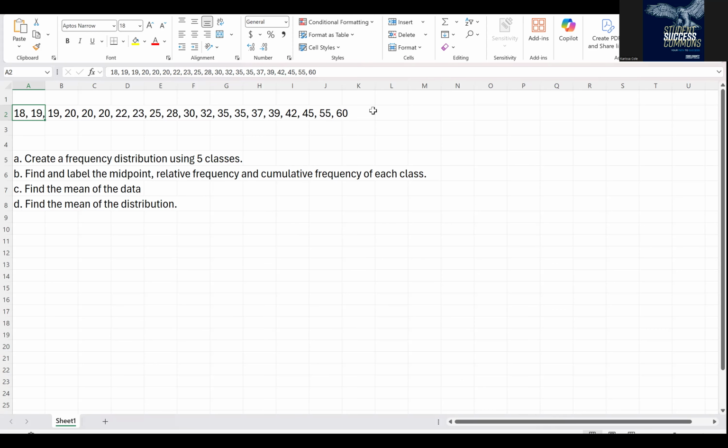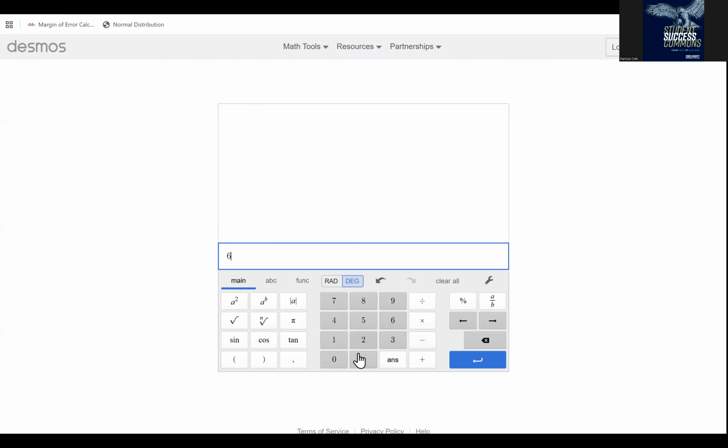And to do that, what you want to do is take the highest number in your list and subtract the lowest number in your list. This is called finding the range. So our highest number is 60. Our lowest is 18. I could do that in my head, but it's been a long day, so I'm going to grab my calculator. 42. So this is the range.